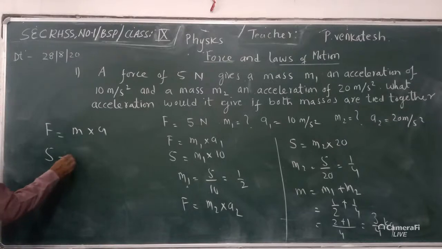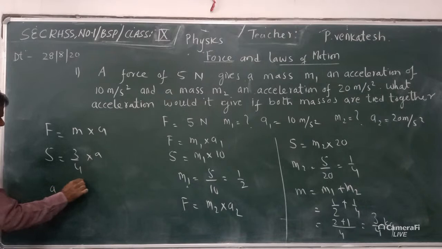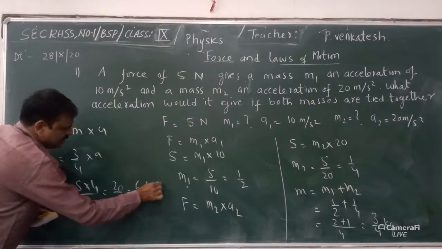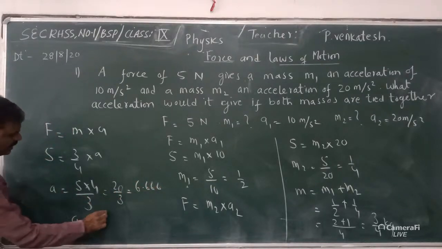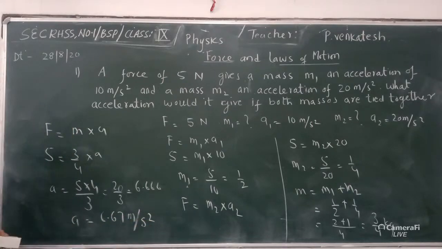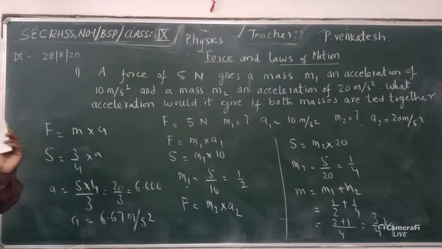m equal to how much did you get? 3 by 4 into A. Or A equal to 5 into 4 by 3. 5 fours are 20 by 3. That you are getting 6.6666 like that. Or you can say A equal to 6.67 meter per second square. Therefore, acceleration is 6.67 meter per second square.